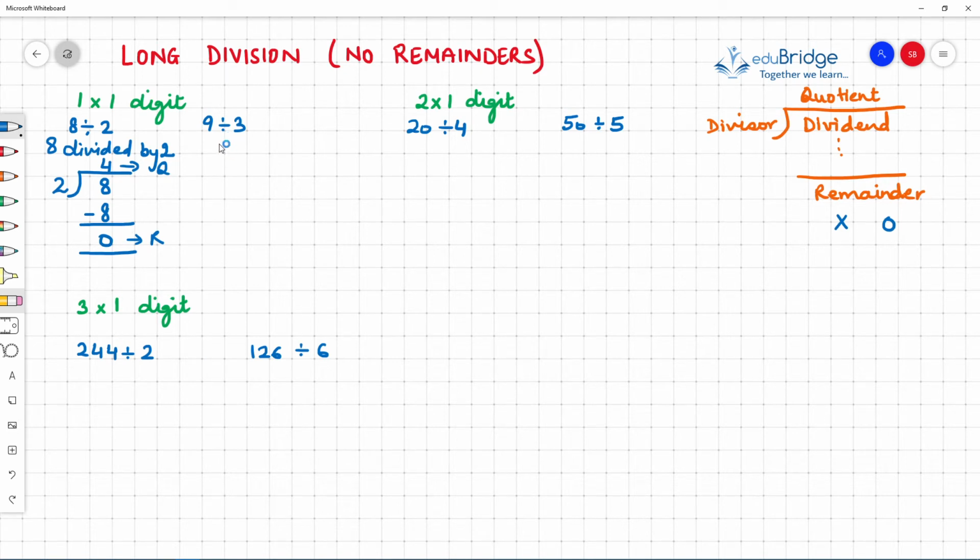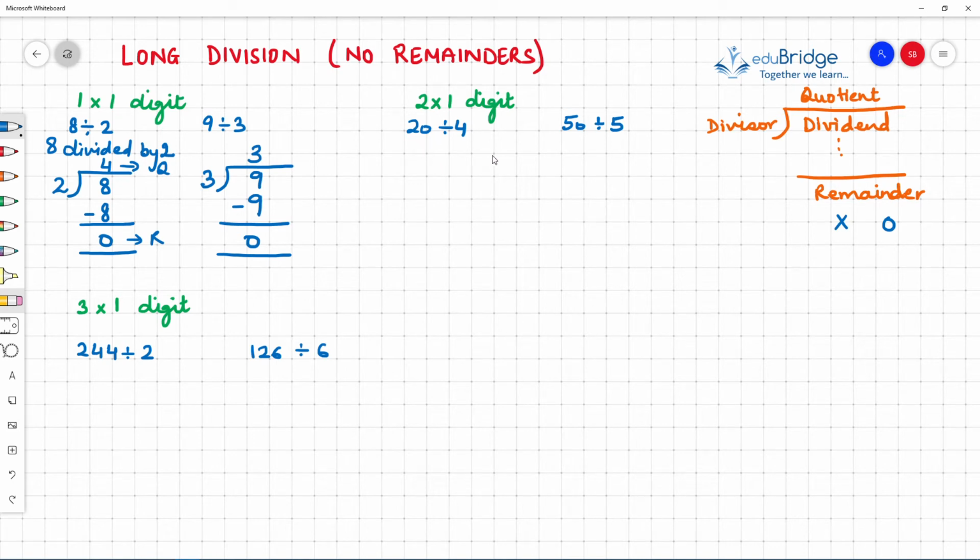Let's look at another example. 9 divided by 3. So 9 becomes your dividend and 3 becomes your divisor. Now we know 3 times 3 is 9. We subtract these two numbers. 9 minus 9 is 0 and we are done. Nothing is left over.